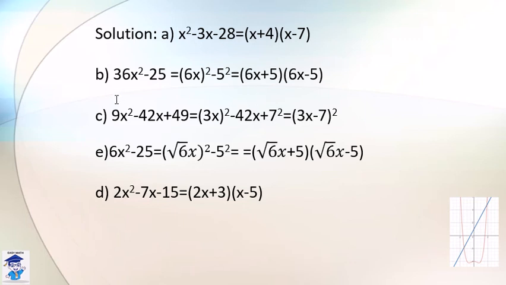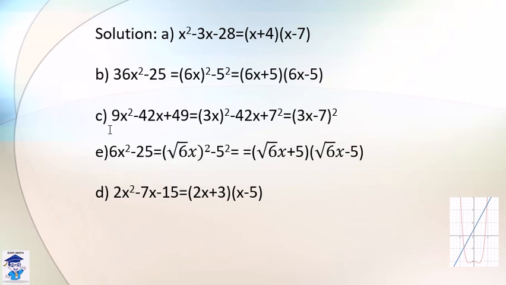Number B, 36x squared minus 25. We can see 6 squared is 36, 5 squared is 25. So use the formula of the difference of squares. We make 6x plus 5 times 6x minus 5.